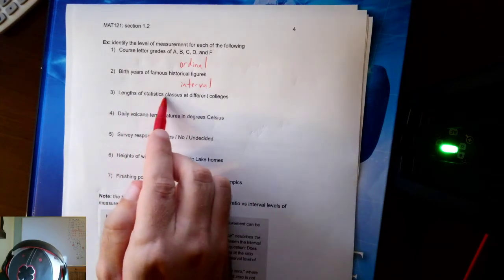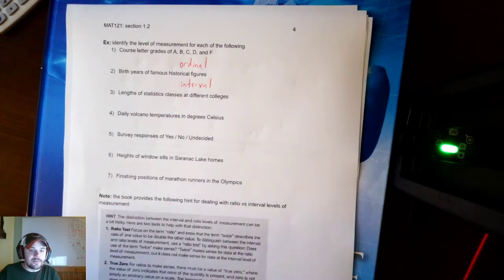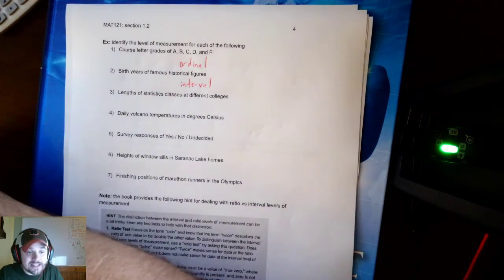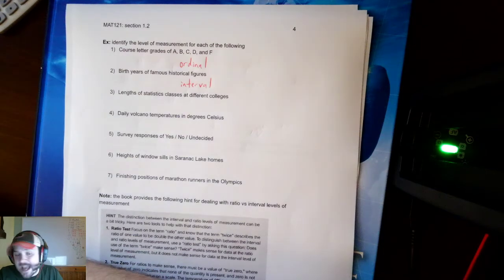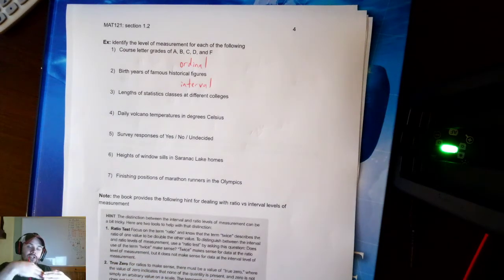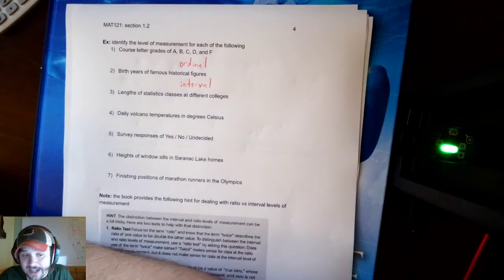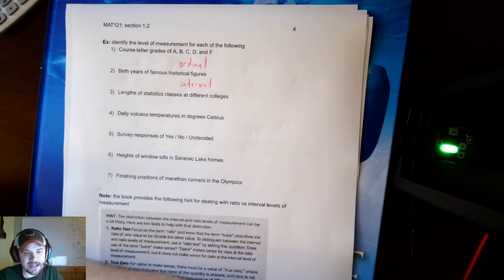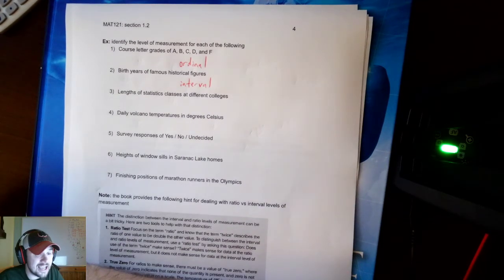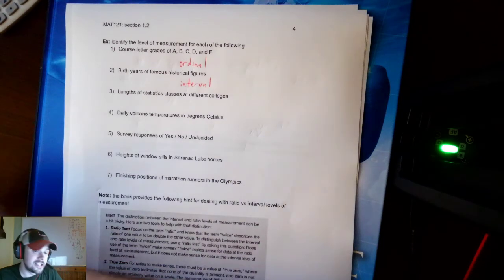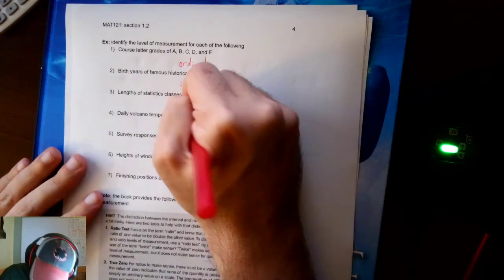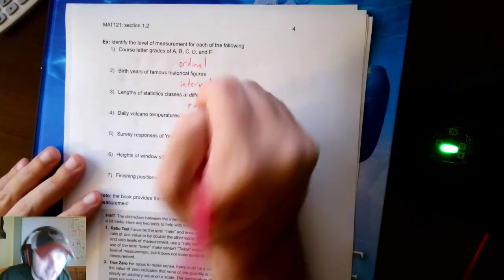Lengths of statistics classes at different colleges. Lengths are going to be numeric, right? Minutes, seconds, hours. They have an order. Longer time versus shorter time. You can subtract times. 20 minutes and 30 minutes have a difference of 10 minutes. And 0 in terms of time truly does mean 0, right? 0 seconds is no time. 0 means 0. This one is ratio because there was a true 0.